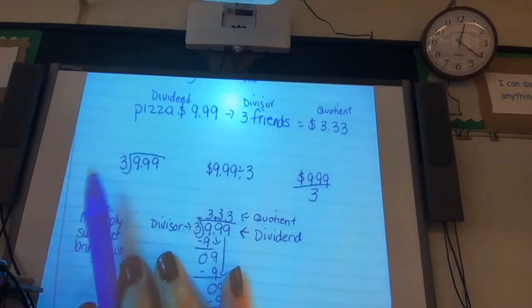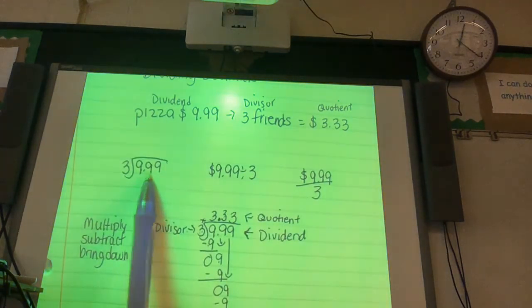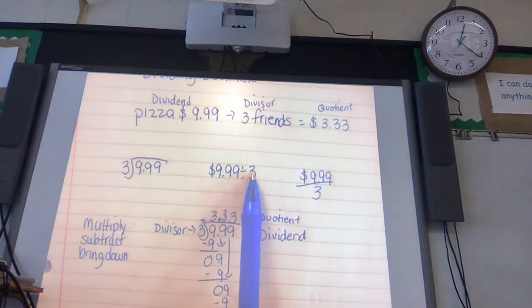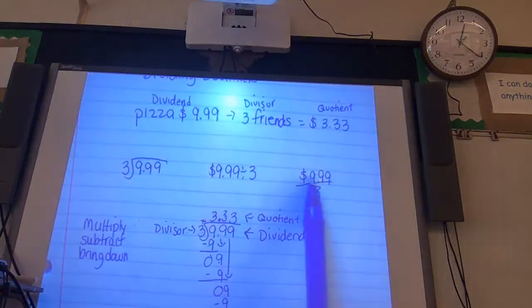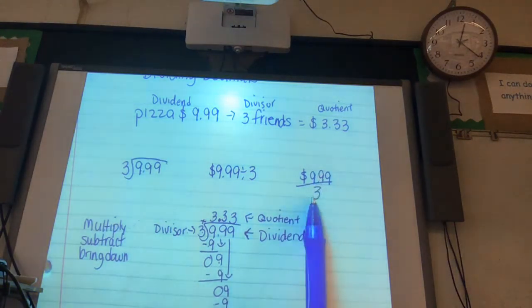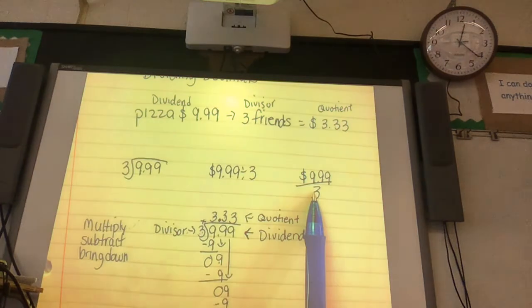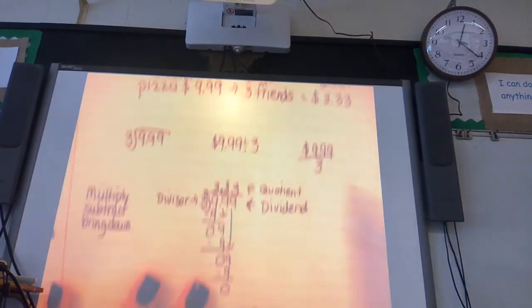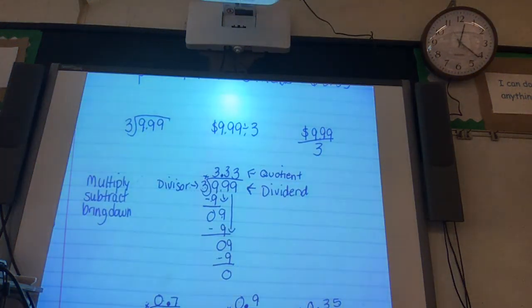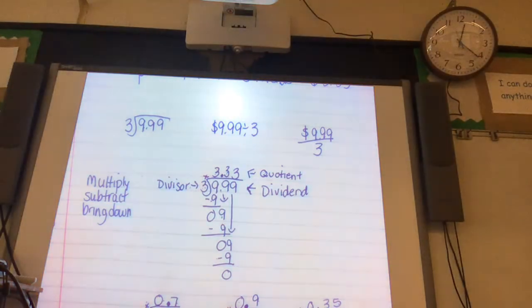You could write that three ways: $9.99 divided by three, in long division form, as a fraction, or with the division symbol. Although that looks like a fraction, this is also another way to write a division problem. So we took our $9.99 and we're going to divide it up among the three friends.